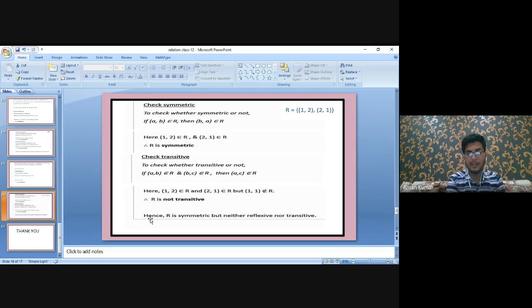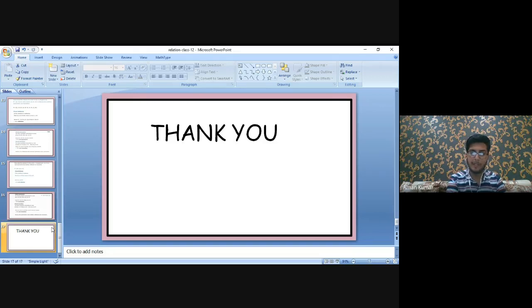So we can compile all these and say that R is symmetric but neither reflexive nor transitive. We will carry on further in the next class for this topic. Thank you.